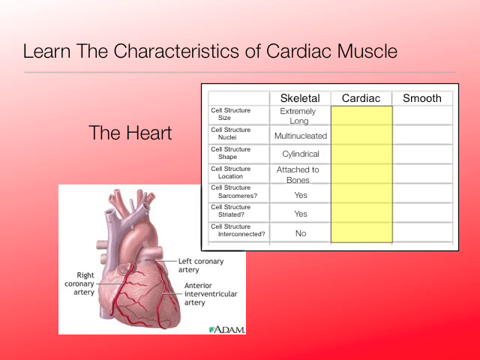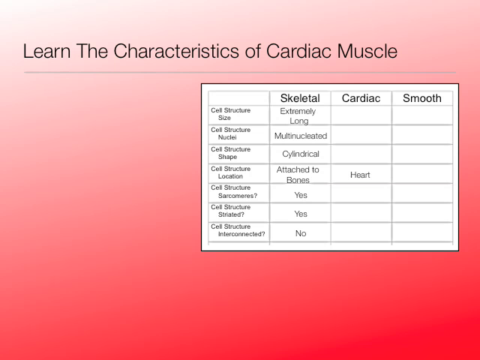I don't see voluntary here. Yeah, you're right. When we get there, that's an easy one. But which one of these answers do you know right now? Location. Where is this? Yeah, it's in the heart. It's the only place we find cardiac muscle. All right, so we've got the heart.